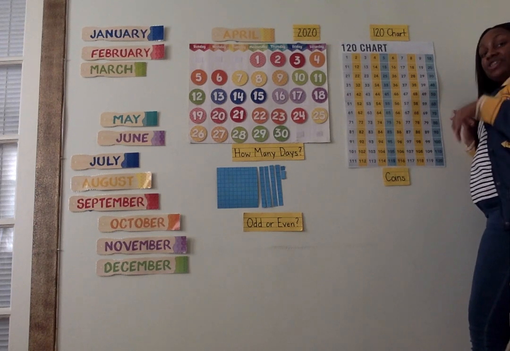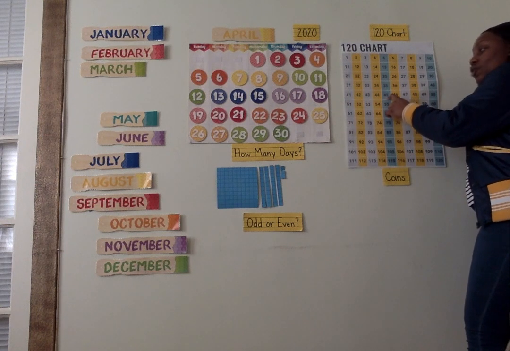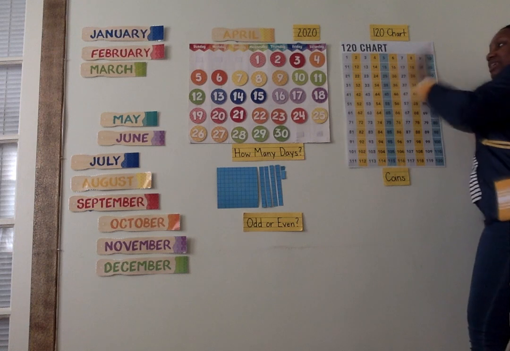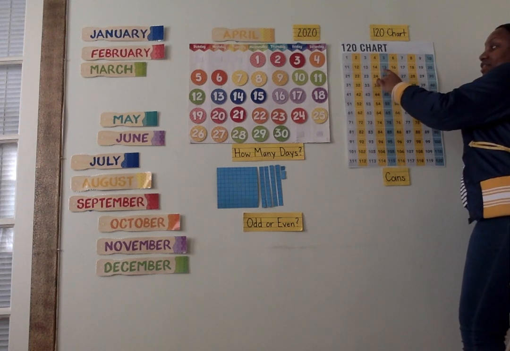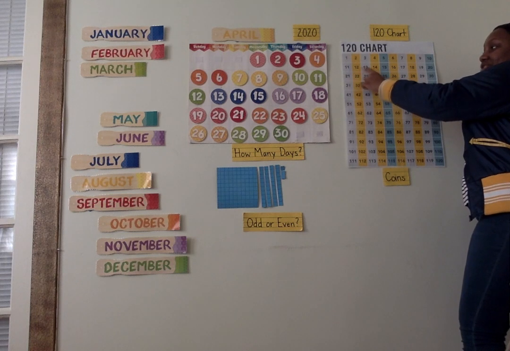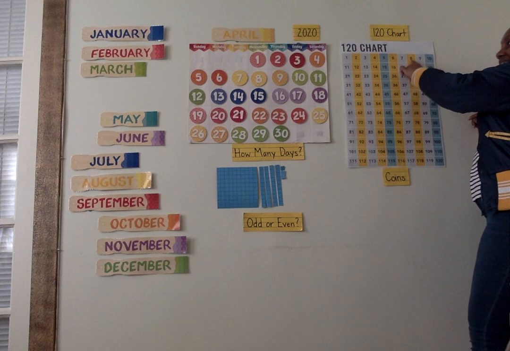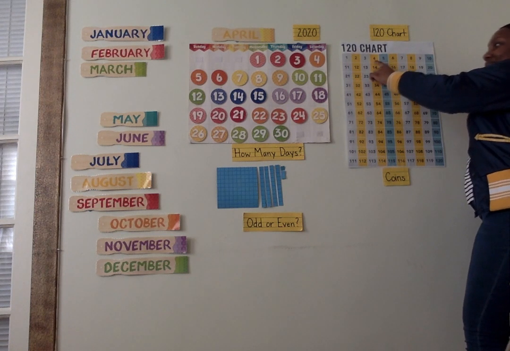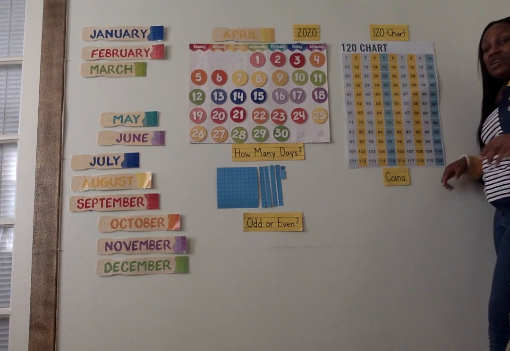Stop, switch, count back by tens. 55, 45, 35, 25, 15. Stop, switch, count back by ones. 15, 14, 13, 12, 11, 10, 9, 8, 7, 6. Get louder. 5, 4, 3, 2, 1, 0.